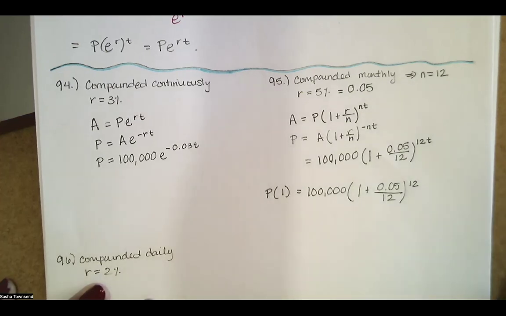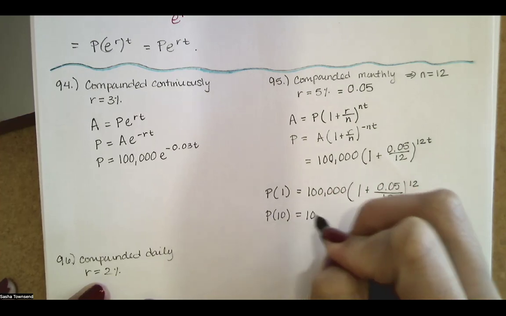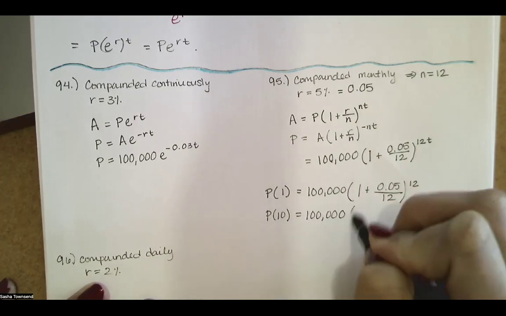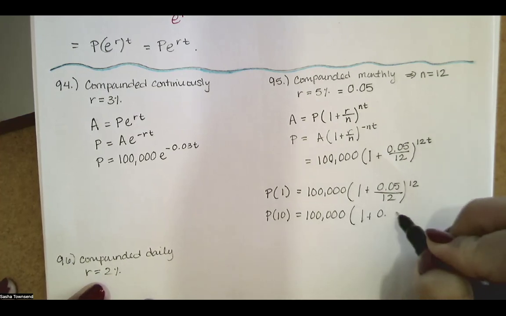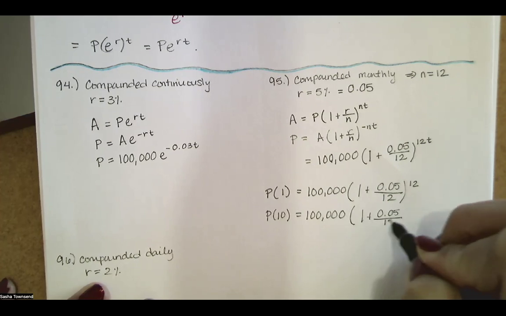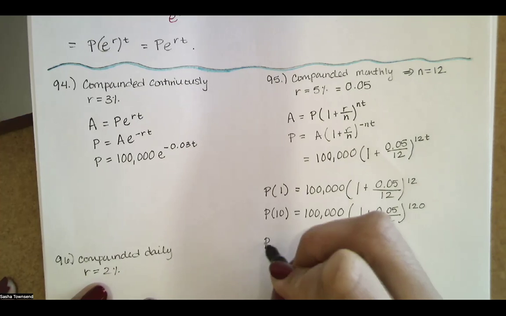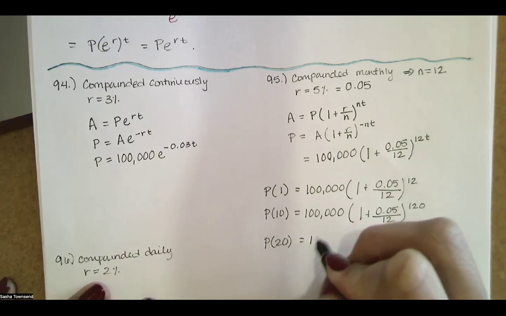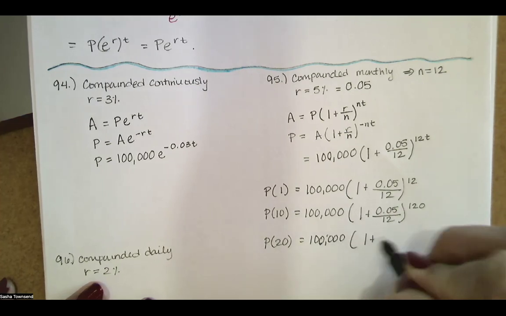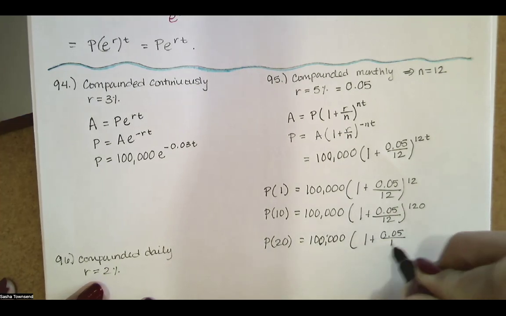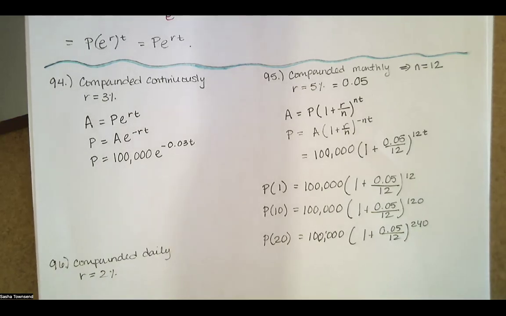So we just raise that expression to the 12. T equals 10 years. If we do that for 12 years, or excuse me, for 10 years, 12 times per year, I'm going to multiply by this extra factor 120 times. We do that for 20 years. I'm going to multiply by that extra factor 20 times 12, so 240 times, and so on.